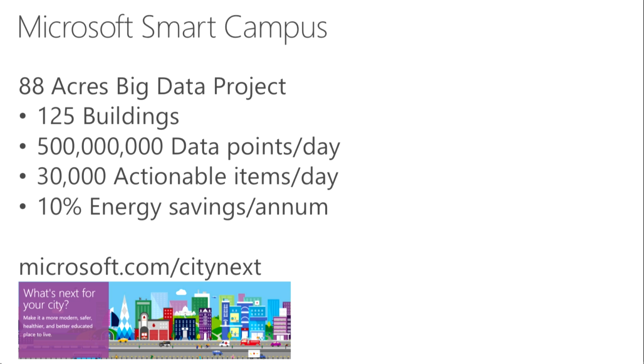So to give you an idea what Microsoft is doing, we've made a huge investment in Internet of Things and really enabling our organization. Out at Redmond, we have a huge campus. We have something in the order of 88 acres, 125 buildings, and that's 500 million data points per day that go into our processing center, and we have automatic actionable items.